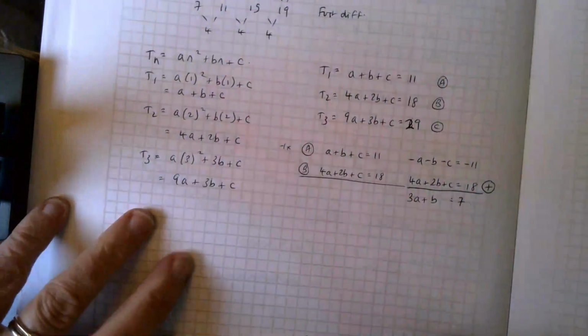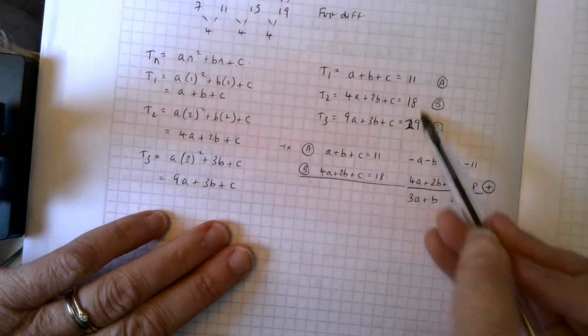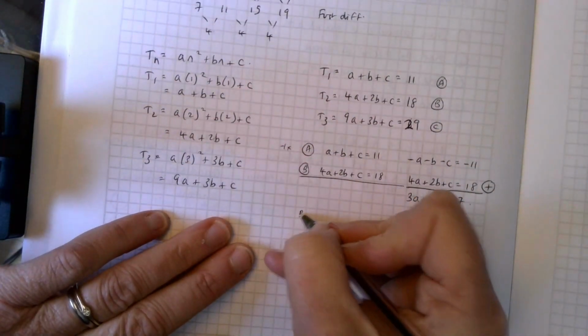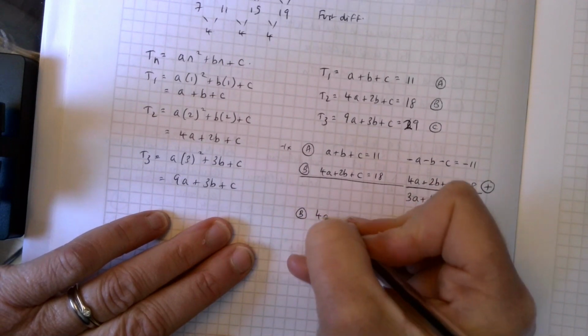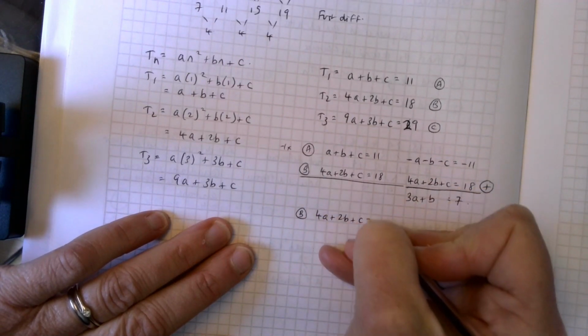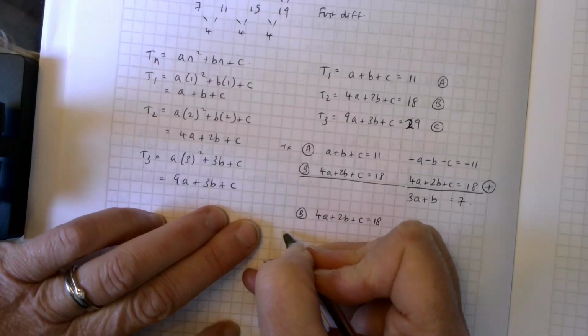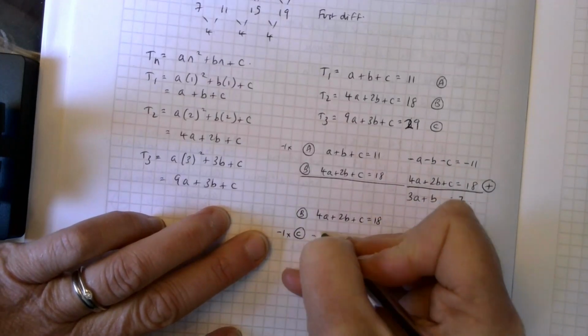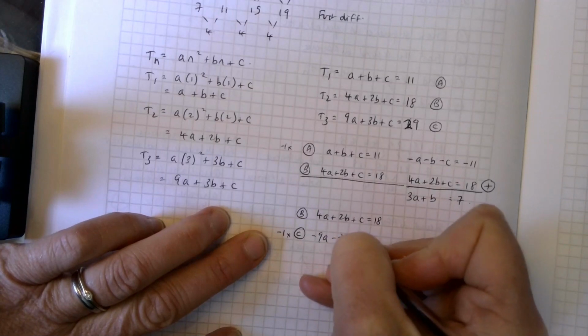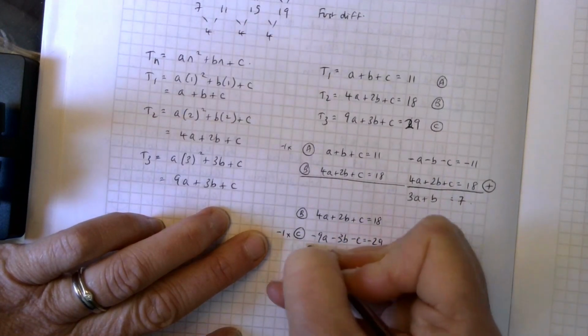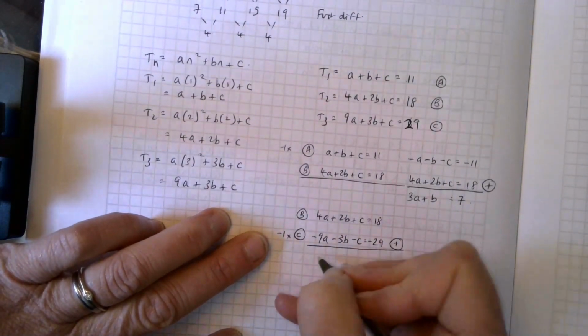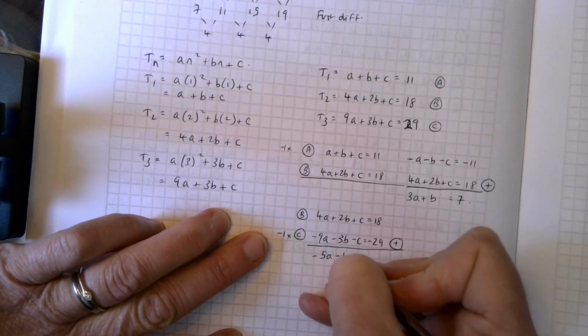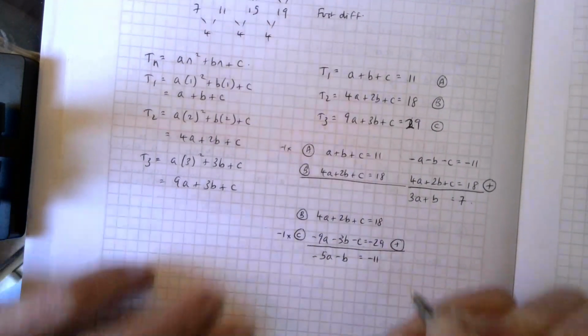Okay. Now I'm going to take these two together, and also eliminate the c. So 4a plus 2b plus c is equal to 18, and if I do minus 1 times the line 9a plus 3b plus c, I get minus 9a minus 3b minus c is equal to minus 29. If I add those two together, I get minus 5a minus b is equal to minus 11.